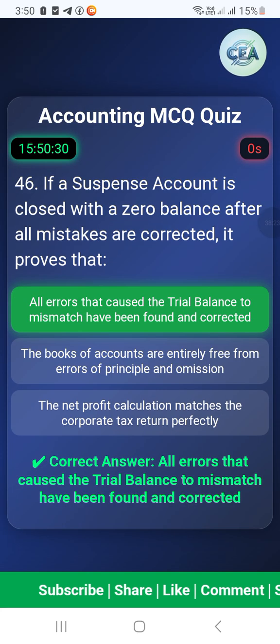Correct answer is all errors that cause the trial balance to mismatch have been found and corrected.